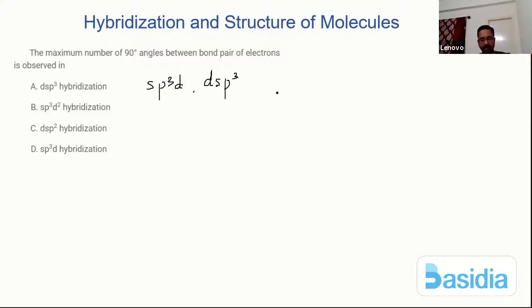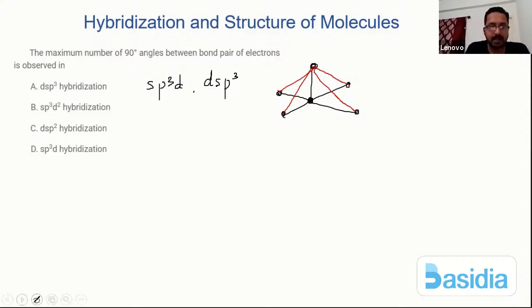The structure for the dsp3. Let me say I'm randomly going to select an atom, and let me say some atom is over here in the center. Then you have one here, one over here, one over here, one over here, and let me say one over here. Try to imagine the structure in 3 dimensions. So what is going to happen now? sp3d is going to give you a square pyramidal structure.